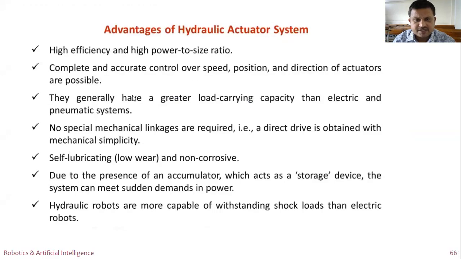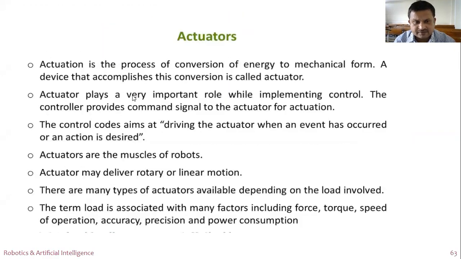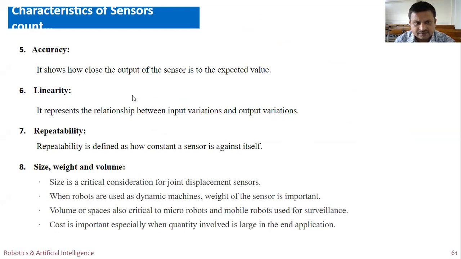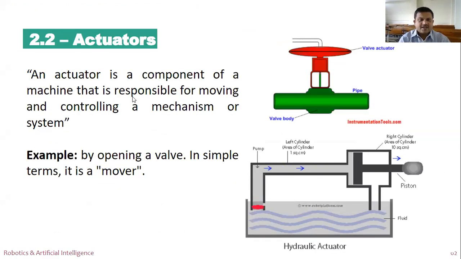Next we will see the actuator. An actuator is a component of a machine that is responsible for moving and controlling a mechanism or system. Now just see, this is the gate valve or whatever it is. When you open it, then water will flow from the left side to the right side. Otherwise, water is not going to flow.